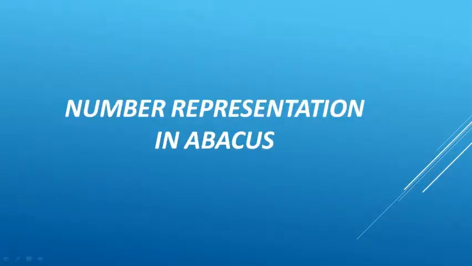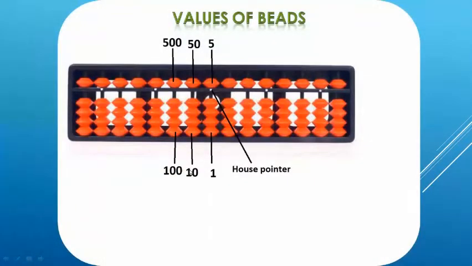We have discussed the parts of the abacus tool. Now I will show you how to represent numbers in abacus. This is the abacus tool. This is the unit bar and the middle dot in the unit bar has the special name which is called house pointer. Okay, now we will take the beads from the house pointer.